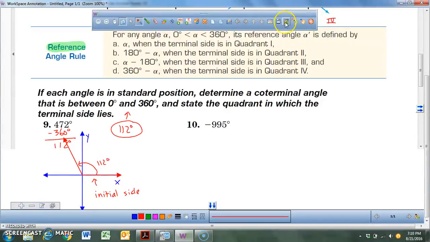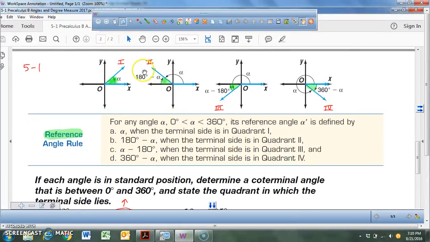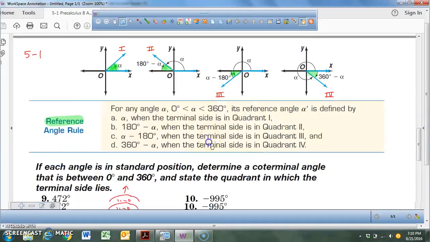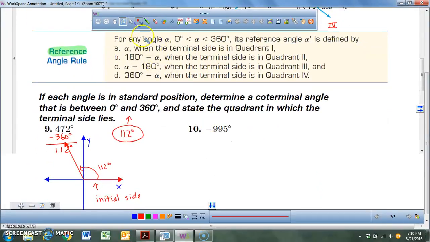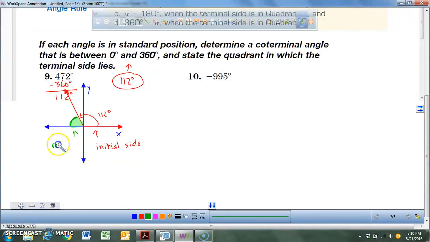So let's scroll up here. We're in quadrant 2, right? So quadrant 2, this is the picture we're dealing with. Looks like the reference angle is going to be right here. The reference angle is always, always, always in relationship to your x-axis. So this part right here is where your reference angle would be. Now I know number 9 didn't ask you for this, but our reference angle is going to be right in here. So I'm going to write this down. Reference angle.